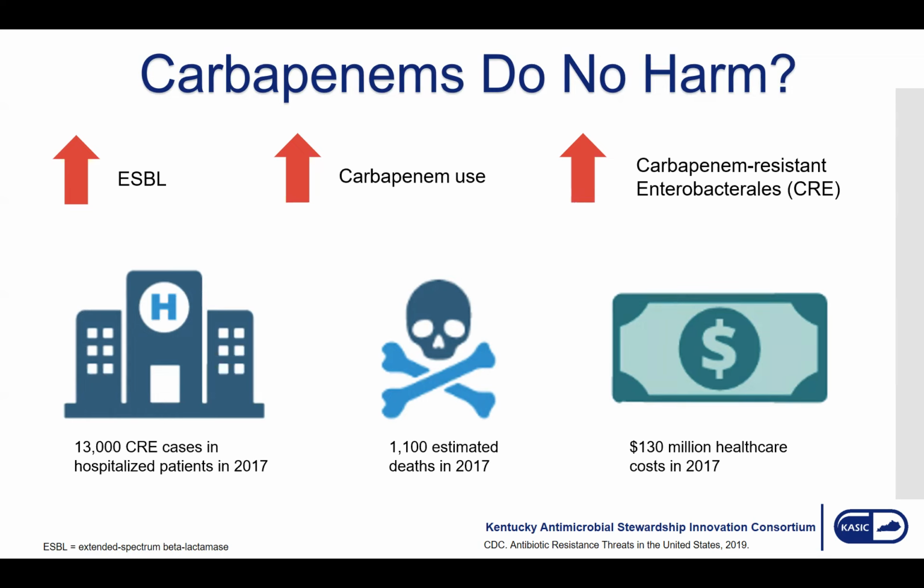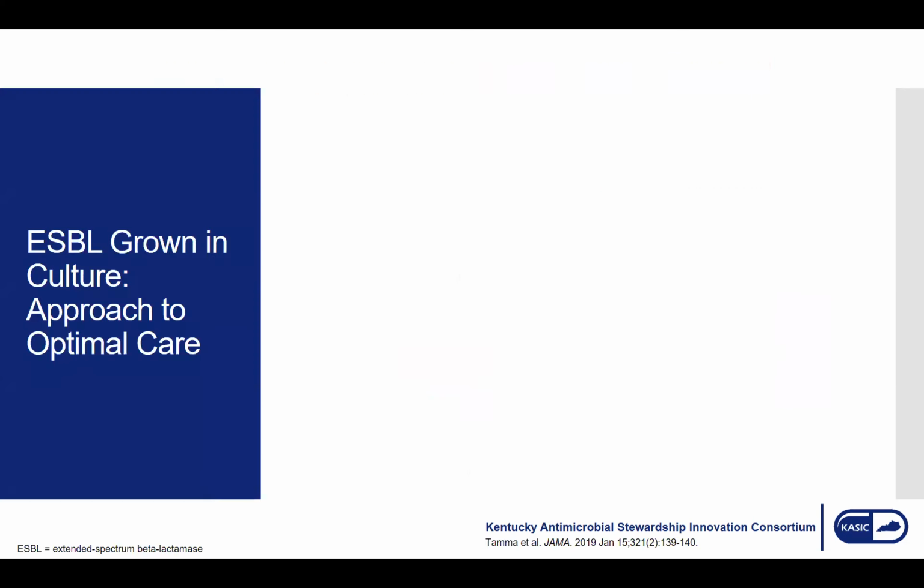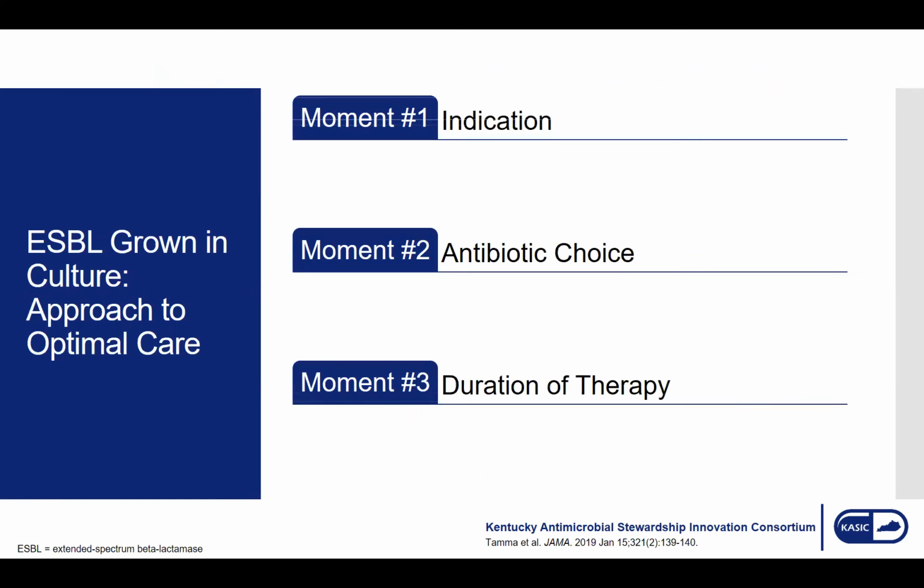So now you might have asked, well, I have an ESBL, but carbapenem should not be used all the time. How should I approach these patients? There are 3 moments of antibiotic decision that I want you to think about whenever you have a patient with an ESBL organism growing in a culture. Moment number 1 is indication. Moment number 2, antibiotic choice, and moment number 3, duration of therapy.